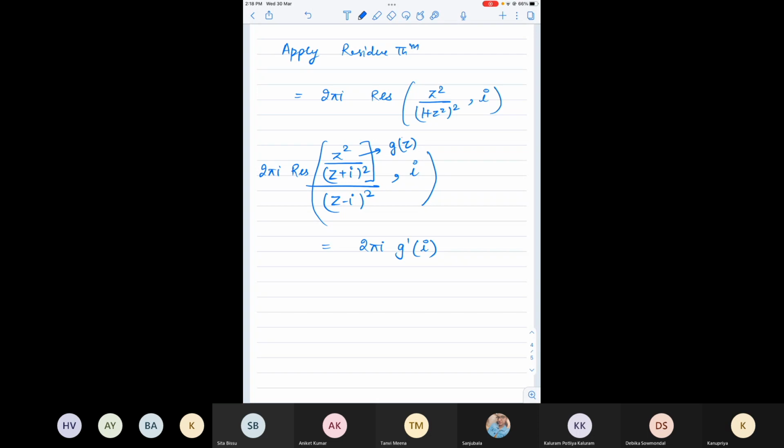Others also try. What is the value of g dash iota? Minus 7 by 4 at minus iota by 4. So the final answer will be 5 by 2. Yes, right.